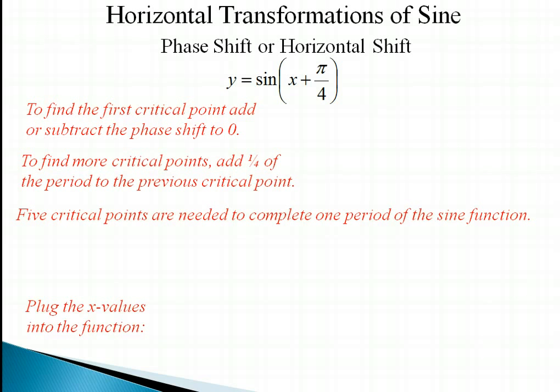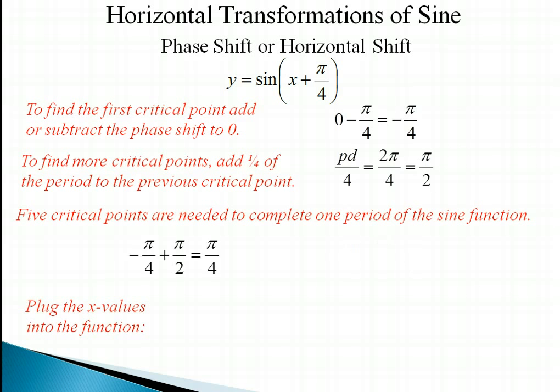Okay, so we want to find the first critical point. Since we shifted the graph over pi over 4 units to the left, the point that was at 0, 0 on the sine graph is now shifted over to negative pi over 4, 0. So that's going to be our new critical point. Then to find more critical points, we're going to do the same process we did before. We're going to find 1/4 of the period and continually add it to our starting point.